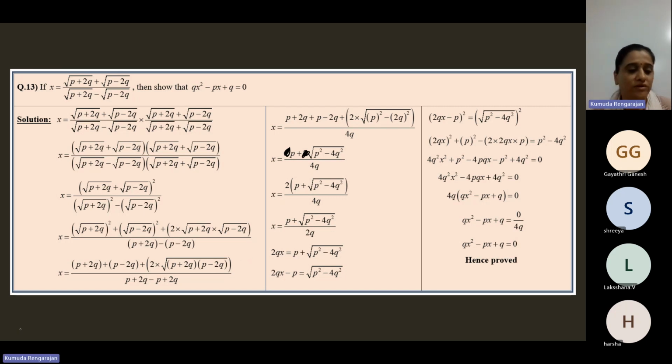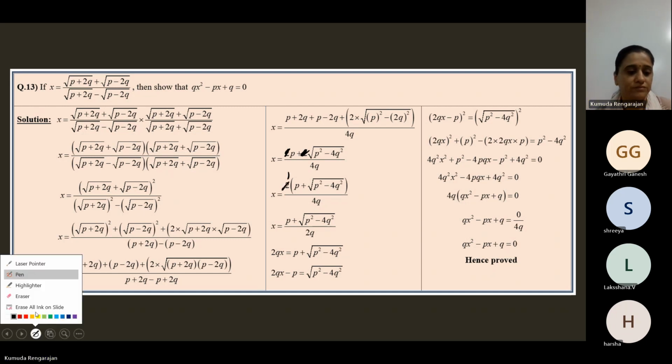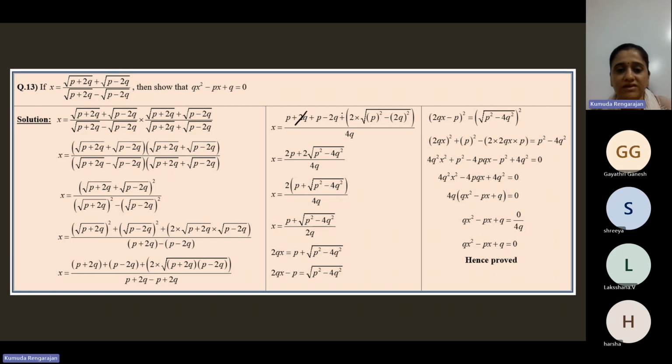Now, supposing it was a 4 here. So you've taken 2 out. So this will not come. This 4 will become 2. Then you should write this in the bracket. Right? So 2 common. So don't write the 2. Write this in the bracket by 4q. So now what happens? 2 ones are, 2 twos are. See here, this gets cancelled. Here 2 ones are, 2 twos are, right?